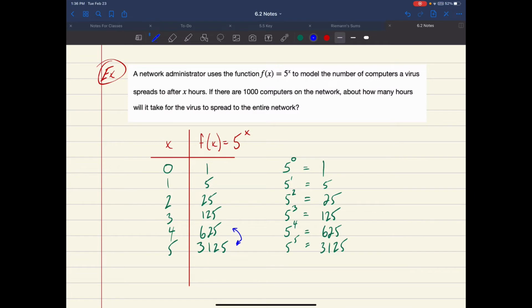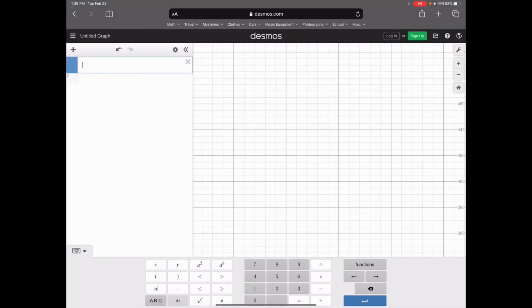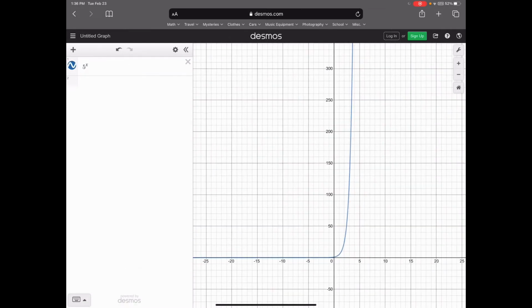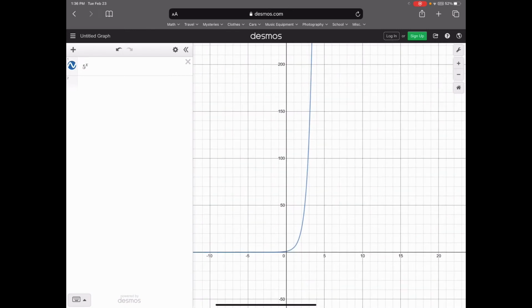So I will pull up a graph. I'm using Desmos, which you should use too. Just an online calculator, but it's one of the best ones. I'm going to plug in 5 to the x. Okay. So it gives me an exponential function, which is good. It's this blue line. And if I point at that, so I'm using a stylus right now, but I can actually see where it hits 1,000.